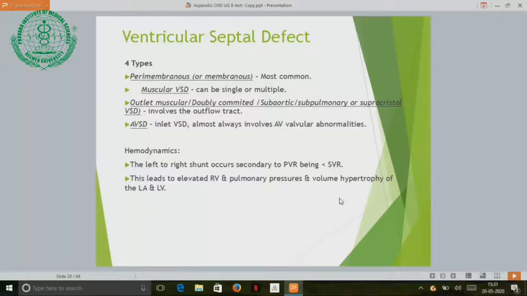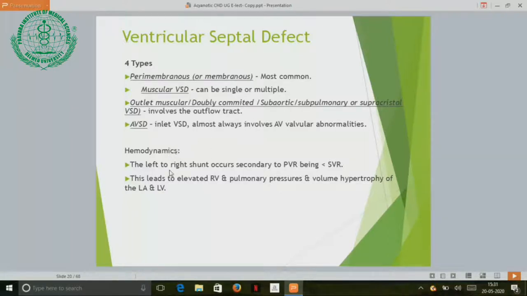Four types: perimembranous VSD, which is most common, muscular VSD, then outlet muscular or supracristal VSD, and inlet VSD. Inlet VSD can be a part of AV septal defects. So the most common is the perimembranous VSD and muscular VSD. Among perimembranous and muscular VSDs, muscular VSDs are likely to close spontaneously.